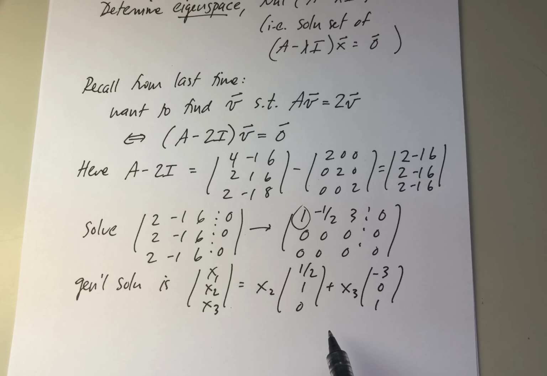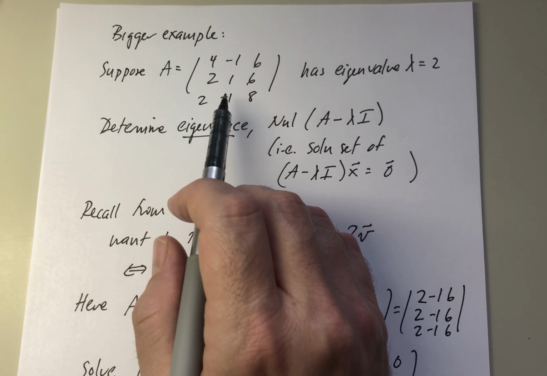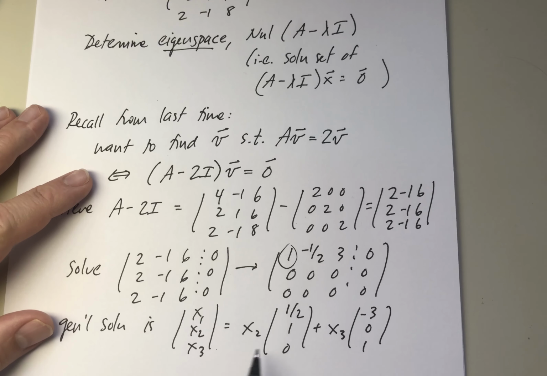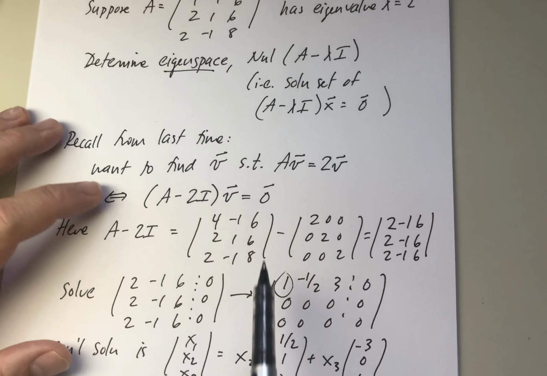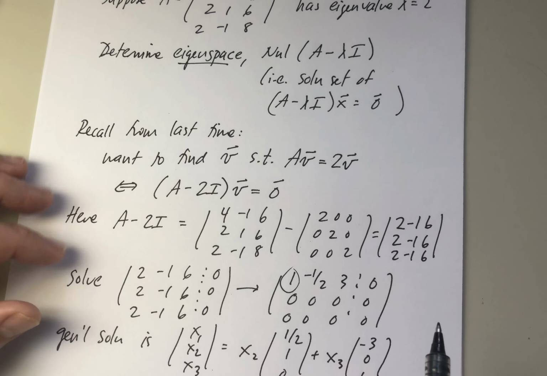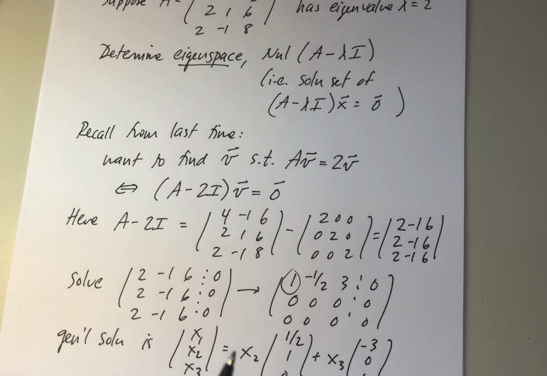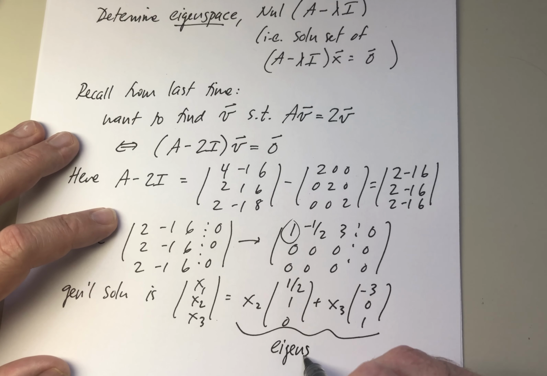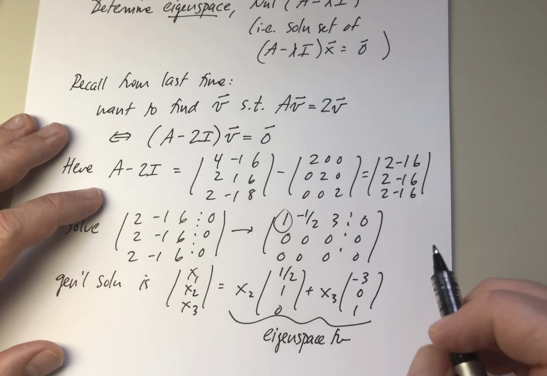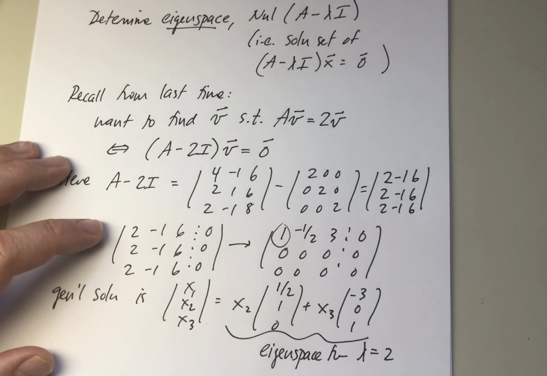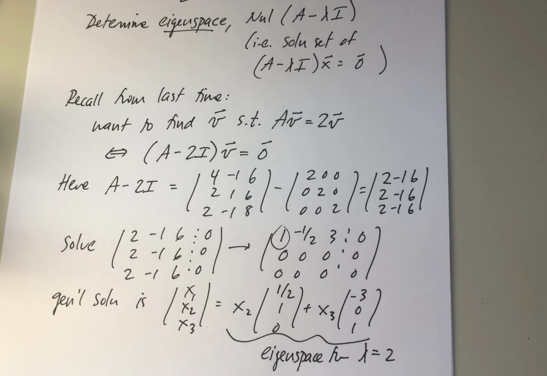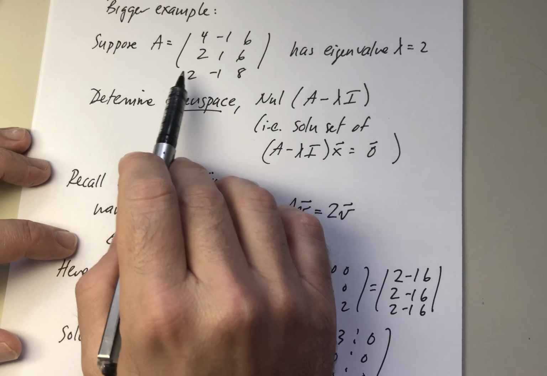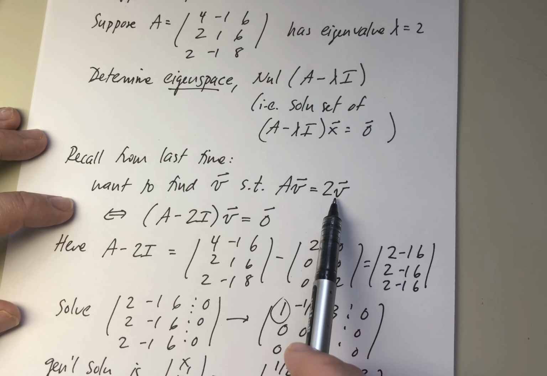What this is saying is that any linear combination of these 2 vectors will be an eigenvector for this matrix A with eigenvalue 2. Anything you put here, any weights you put for x2 and x3, you'll get a vector that works, an eigenvector with eigenvalue 2. Now the eigenspace is this thing, all possible linear combinations. This is called the eigenspace for lambda equals 2. Remember, a little subtlety here is that an eigenvector has to be a non-zero vector that gives you A times v equals 2v.